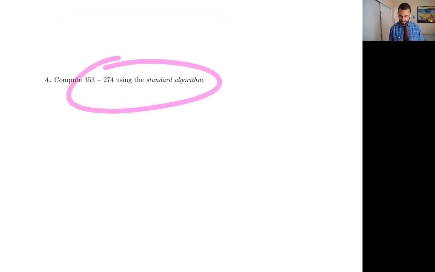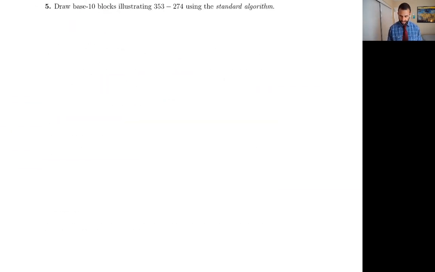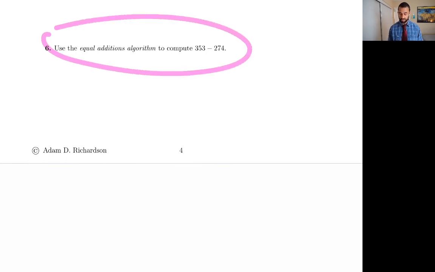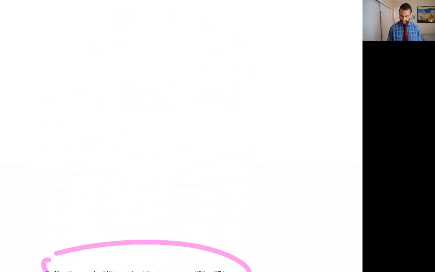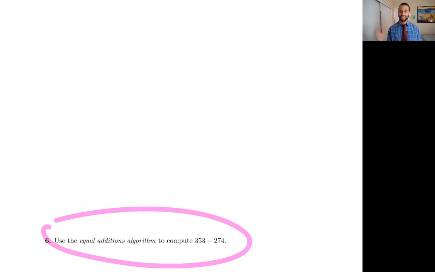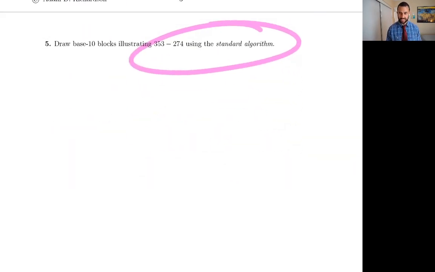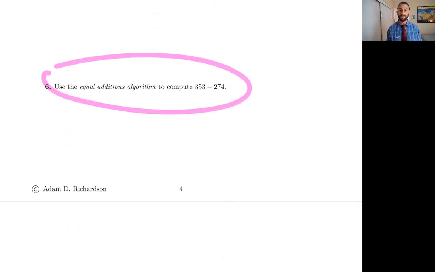Compute this using the standard algorithm, so just standard subtraction algorithm. And then draw base 10 blocks illustrating the standard subtraction algorithm, which we did earlier in the lecture. And then use the equal additions algorithm to compute that as well. So it's kind of fun because you get to compare the differences, right? You can see the standard algorithm, see how it looks in base 10 blocks, and then see how you could have done it with equal additions. It's really fun, I think.